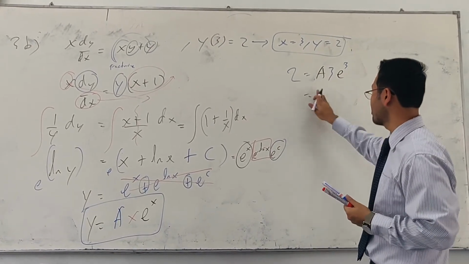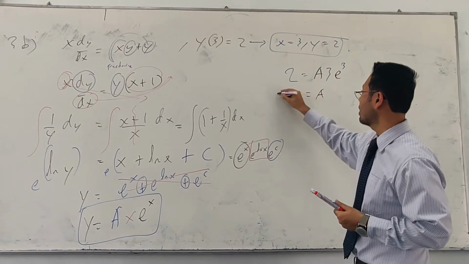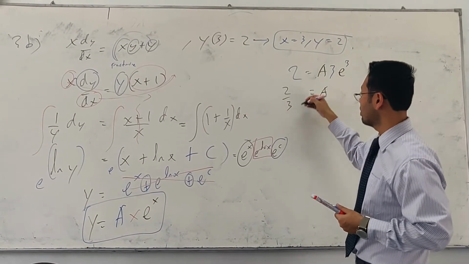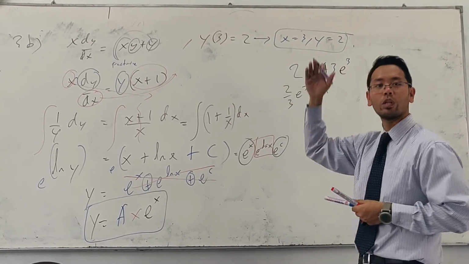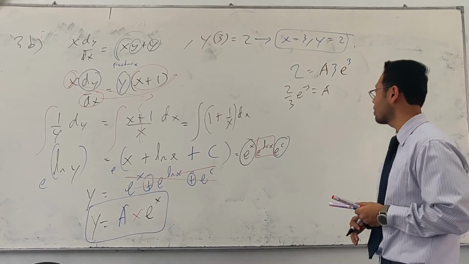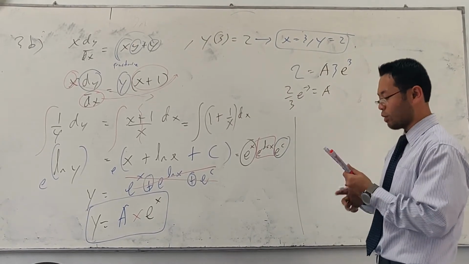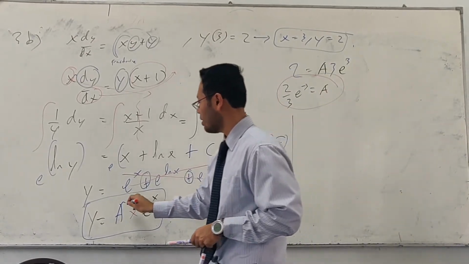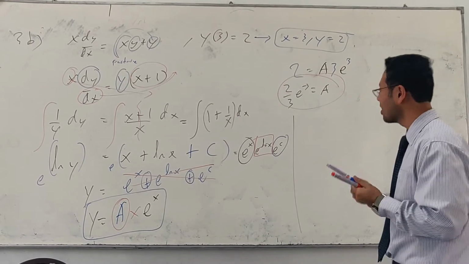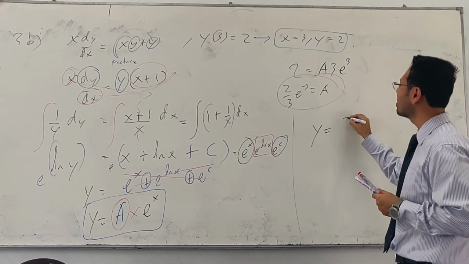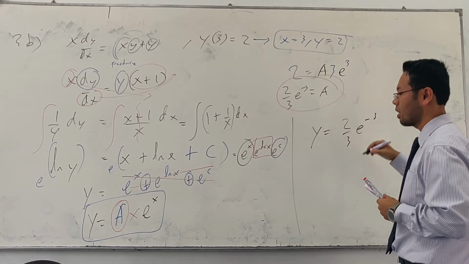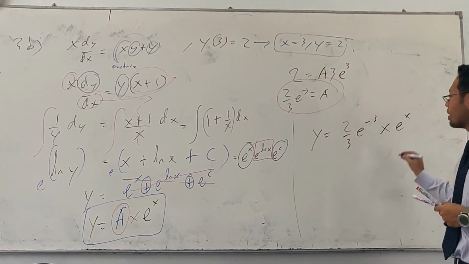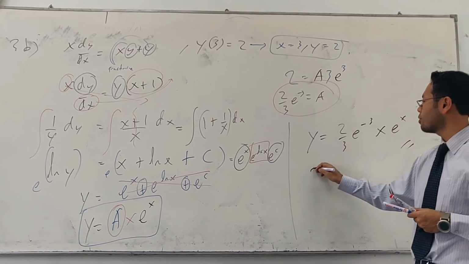Over here you can rearrange them. A equals 2 over 3, e to the negative 3, or you want to do the 1 over. Depends on your taste. Once I reach here, what should I do? Substitute inside is A. This is good enough. Of course, you can be a bit kiasu.